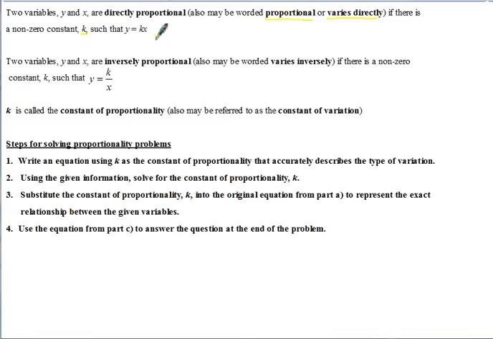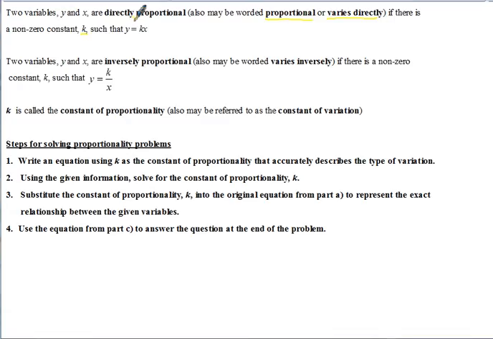However, if two variables y and x are inversely proportional, this also may be worded as it varies inversely. If there is a non-zero constant k, such that y equals k over x. And notice here, normally we're dealing with positive numbers in these cases. So as x gets larger in magnitude, that makes the denominator larger, which makes y smaller. So inversely proportional, as one gets larger, the other gets smaller. Directly proportional, as one gets larger, the other gets larger. That's the basic concept there.